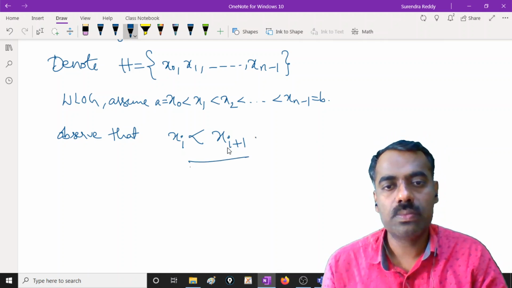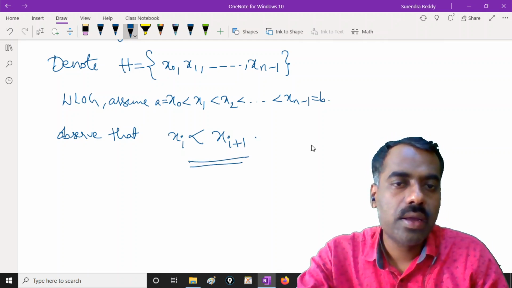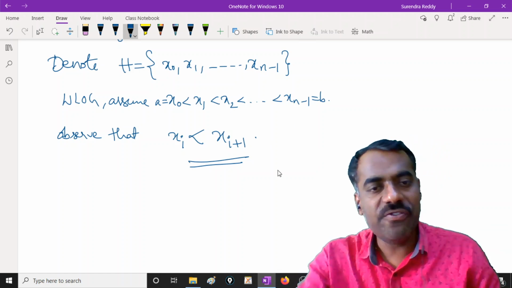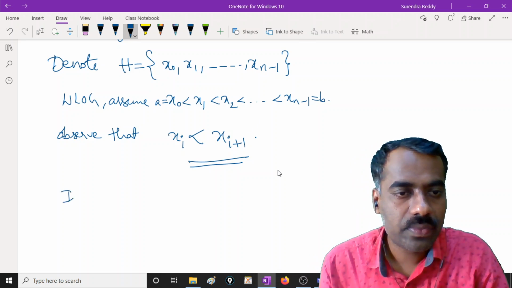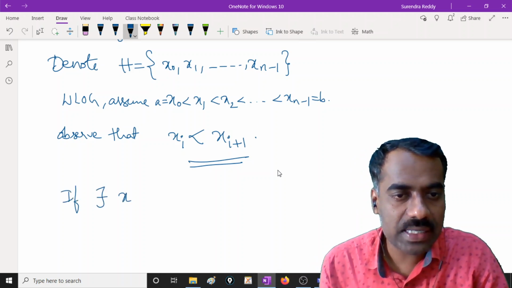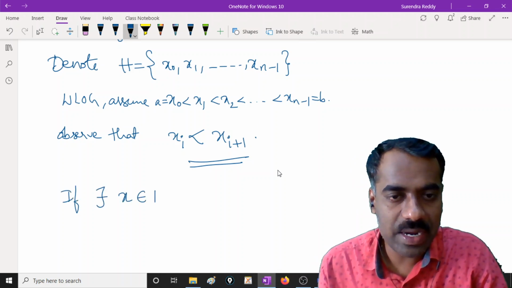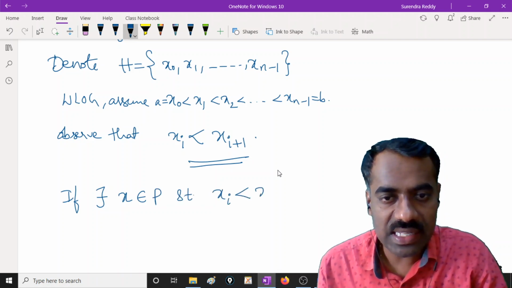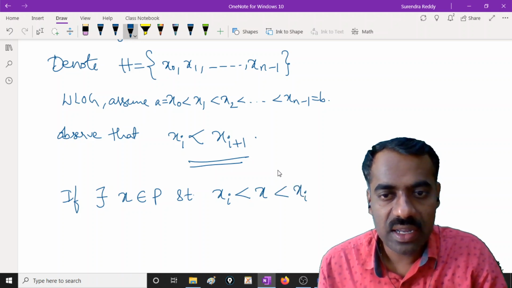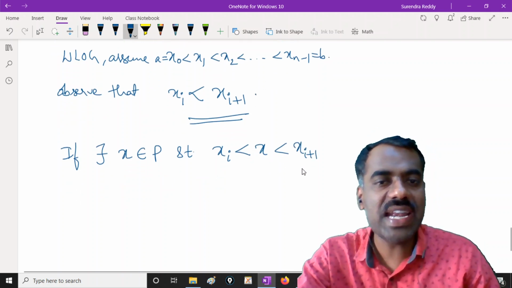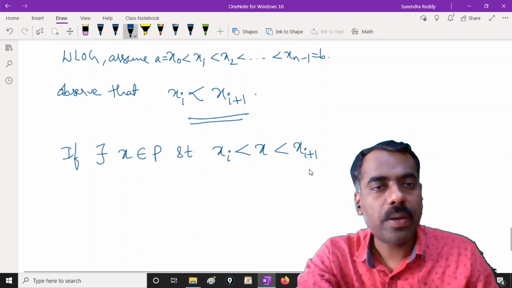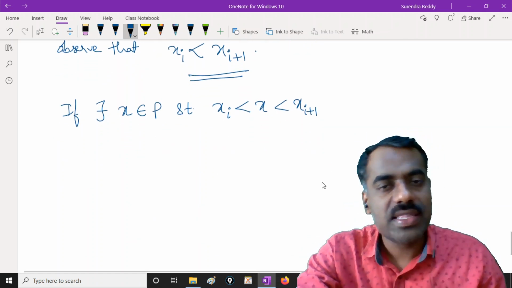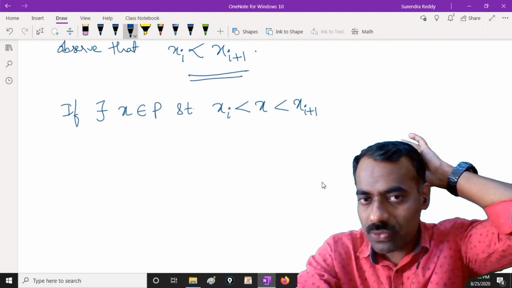Why is this true? We know each xi is less than xi plus 1. If there exists some x in that P such that xi is less than x is less than xi plus 1, if at all there is an element between xi and xi plus 1, then we get a contradiction to what we have assumed.